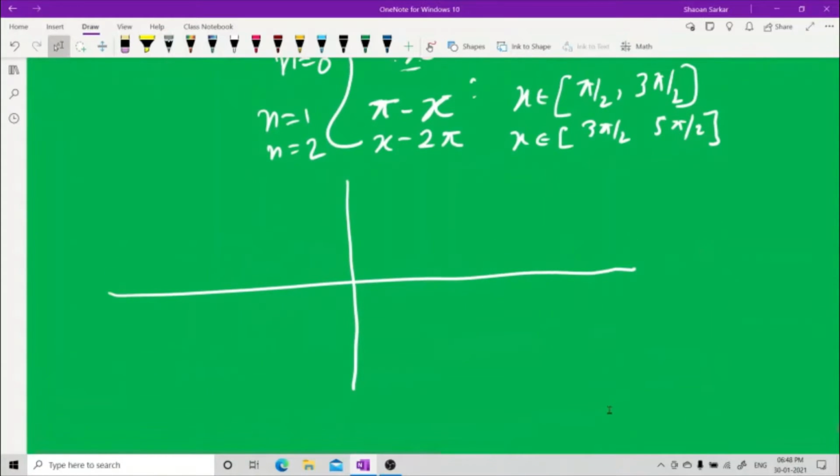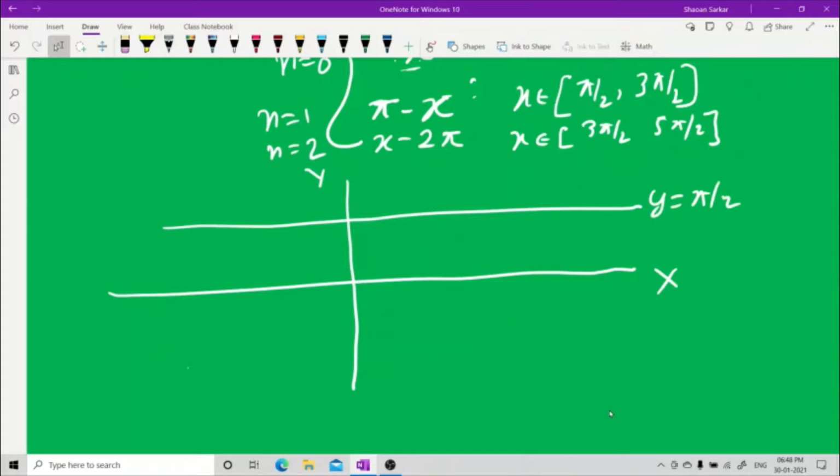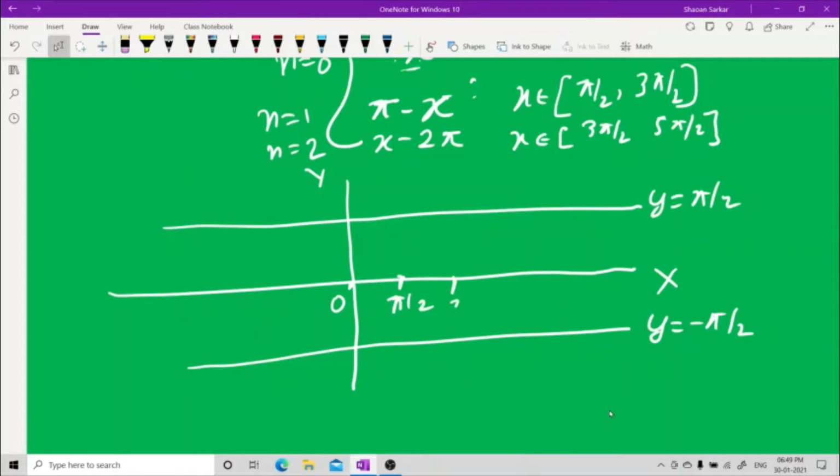So now see what I do. Yes, what I do, this is my x-axis, this is my y-axis. मैं ड्रॉ a line y equal to pi by 2 and let me draw a line y equal to minus pi by 2. This is your 0, this is your pi by 2, this is your pi, this is your 3 pi by 2, this is your 2 pi, and this is your 5 pi by 2. Now similarly here, this is minus pi by 2, this is minus pi, this is your minus 3 pi by 2.